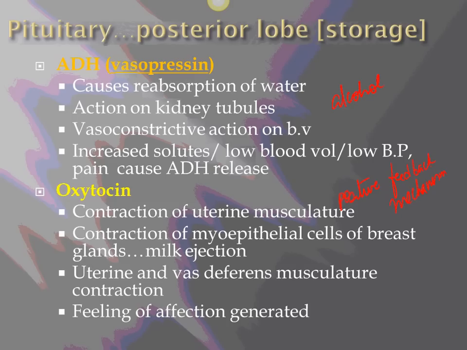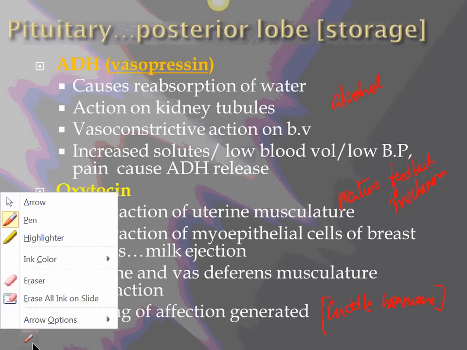Because if you do a search on oxytocin, you will find, instead of talking about the uterus, most often it will talk about the love hormone or the cuddle hormone. So that's another name given for it. Oxytocin has been linked to the generation of feelings of affection. So whenever you feel very affectionate and intimate, then a lot of oxytocin is released. Okay, so that's why it's called the love hormone or the cuddle hormone.